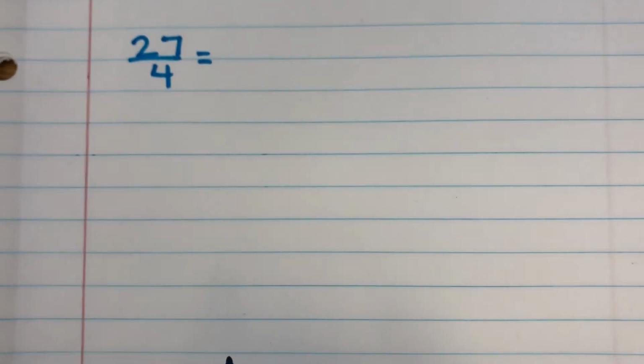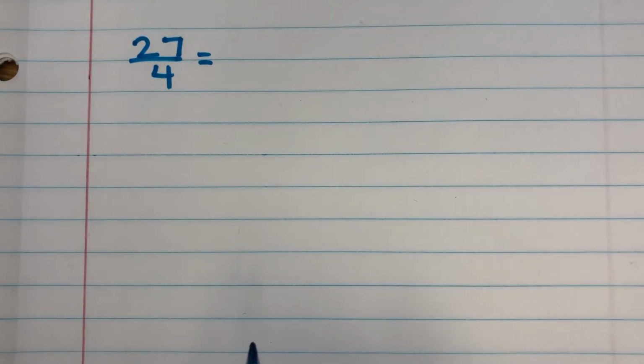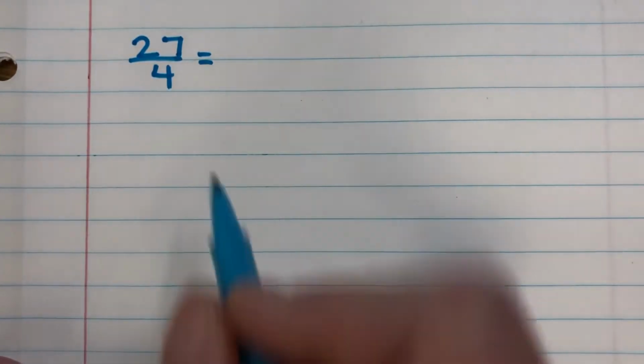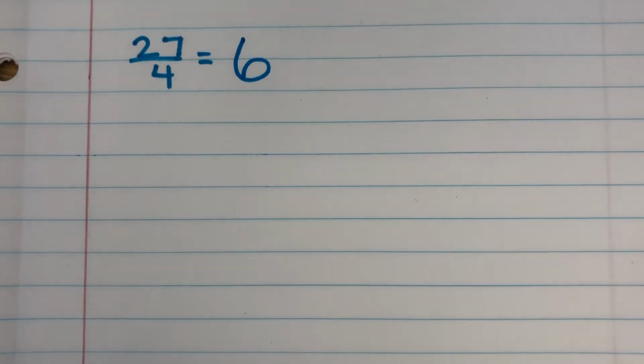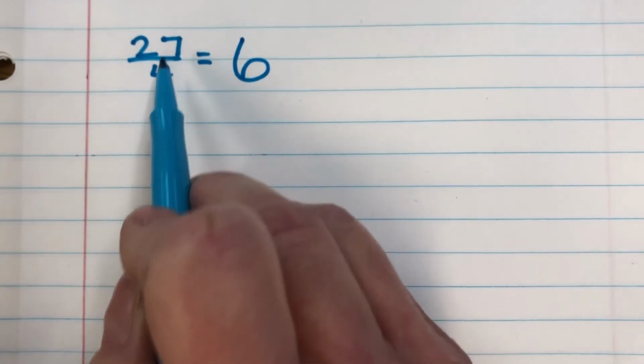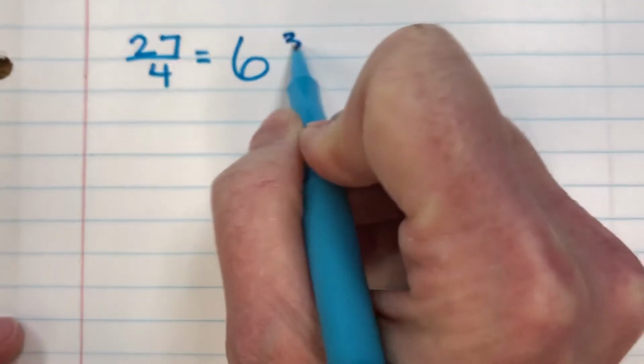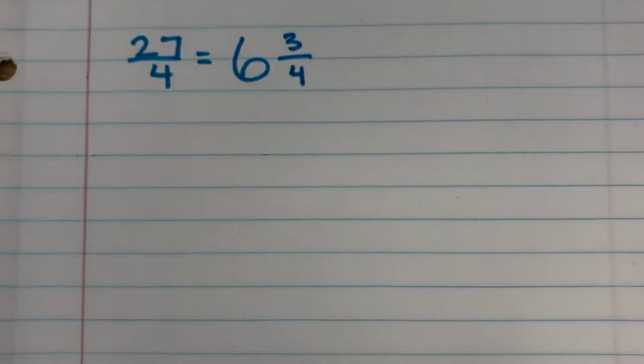So I know that 4 times 6 is 24, and 4 times 7 is 28, so that would be too much. So I can fit 6 whole 4/4 in there. 4 times 6 is 24. Now to get from that 24 to the 27, there's 3 left over. So 6 3/4 would be our answer.